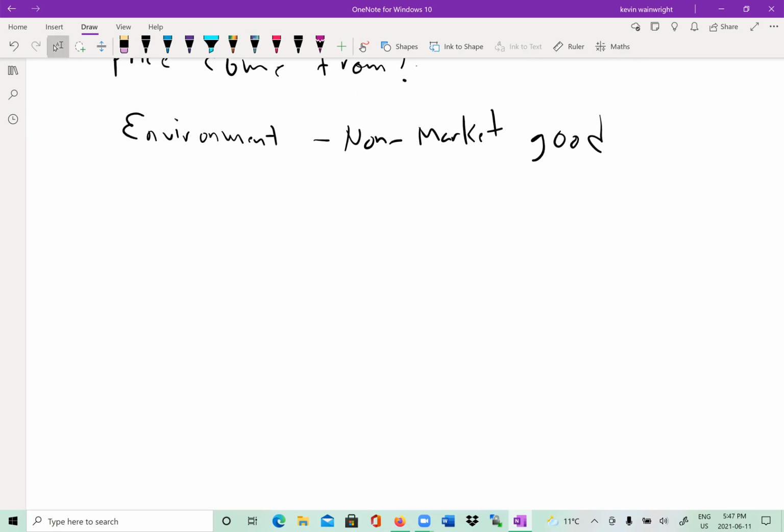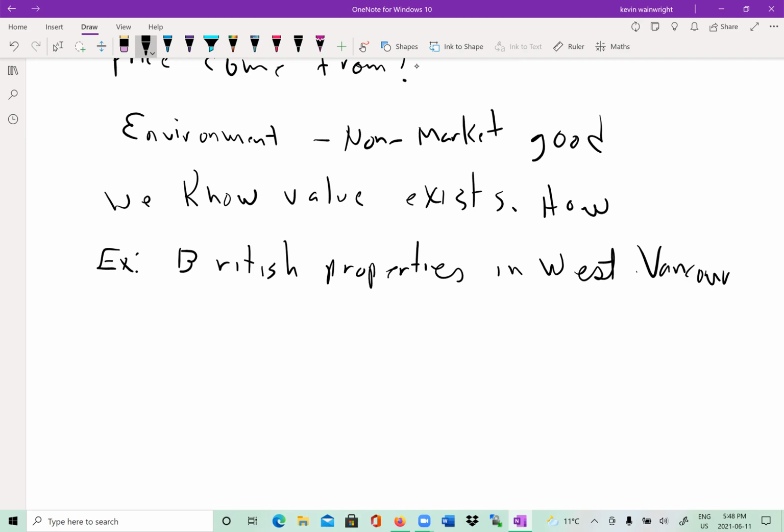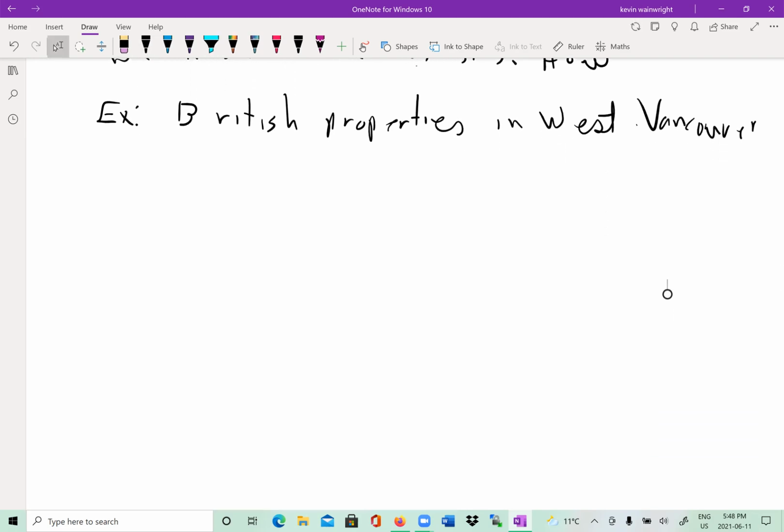Okay, now, how do we deal with non-market goods? We know that that value exists. How? Well, one example is British Properties in West Vancouver. Okay, this is a very unique, distinct patch of real estate.